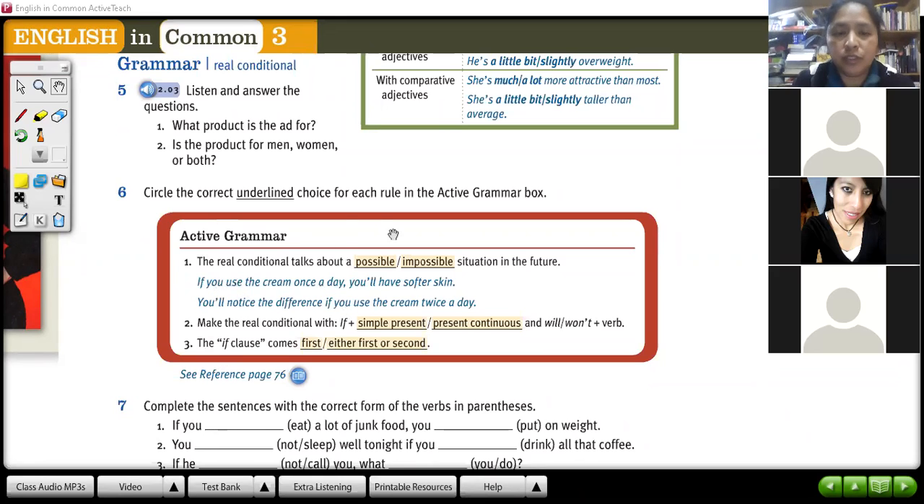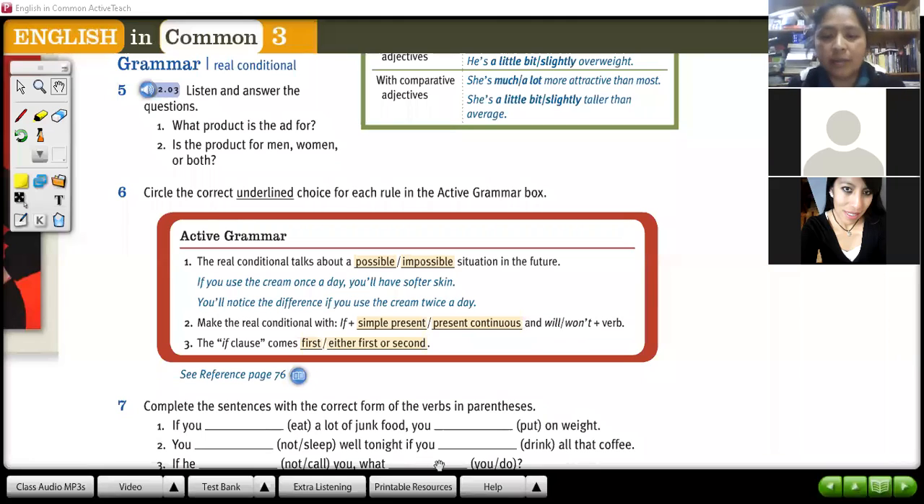You have two options. Possible or impossible? What do you think? The real conditional talks about... so choose one, because it says underline choice. So you have to select one. Possible or impossible? What do you think? Possible. Yeah. So we have to circle.